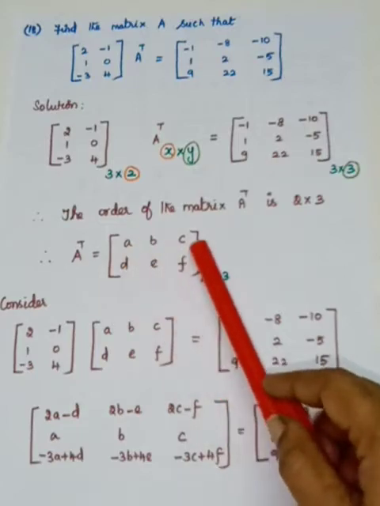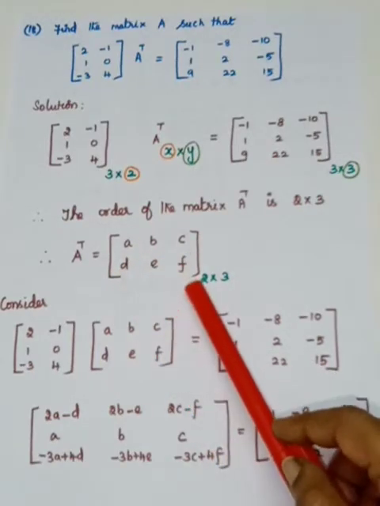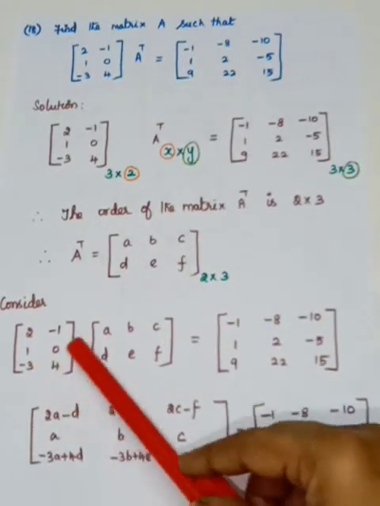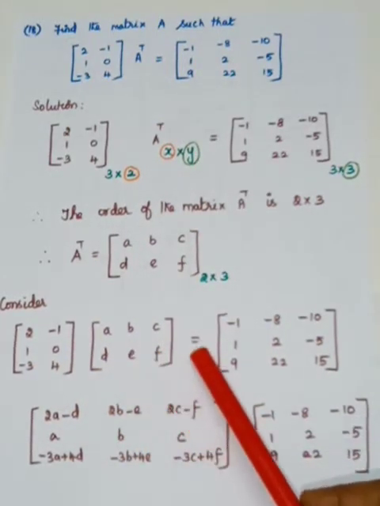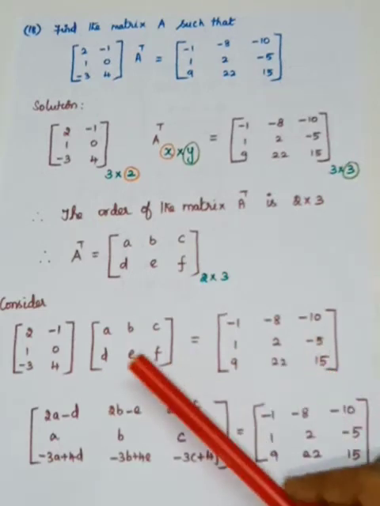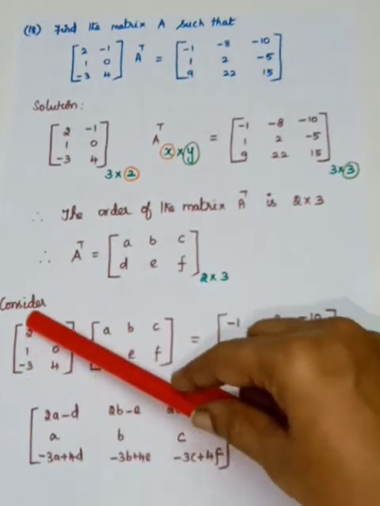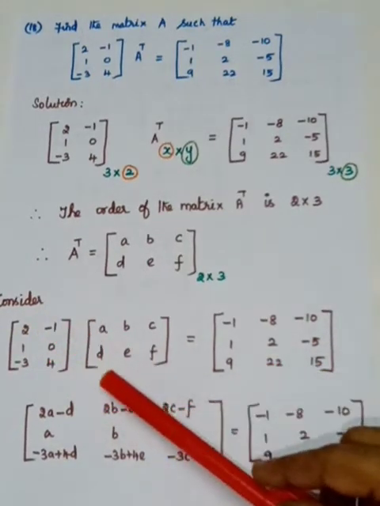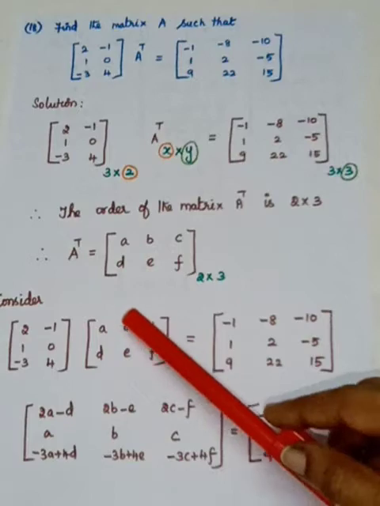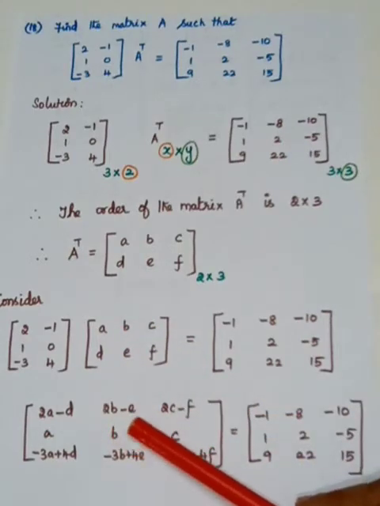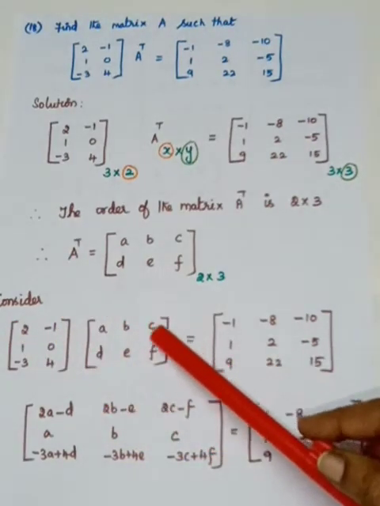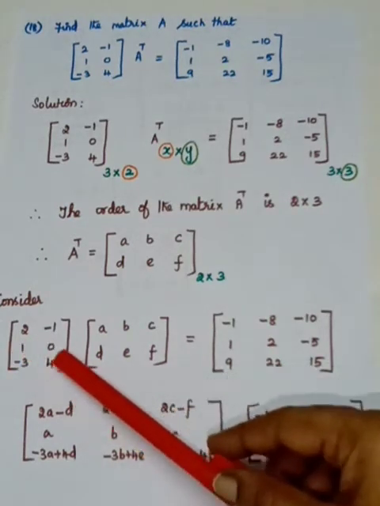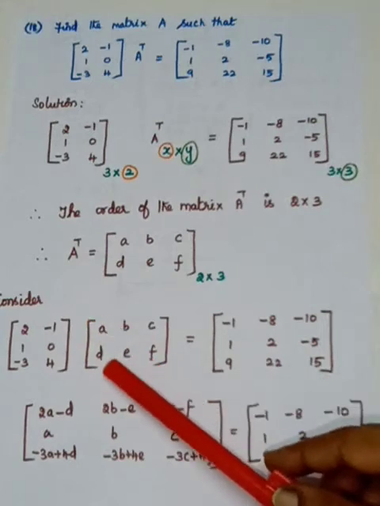So it has 2 rows and 3 columns, which means I have taken the elements of A transpose as 2 rows: A, B, C, D, E, F. You substitute in the given results. The first matrix into A transpose is equal to the resultant matrix. So you just multiply these two. Take the first row and first column. What has to come? 2A minus D. Take the first row and second column: 2B minus E. Take the first row, multiply with the third column: 2C minus F. Next one, 1 0 has to be multiplied with A, D.